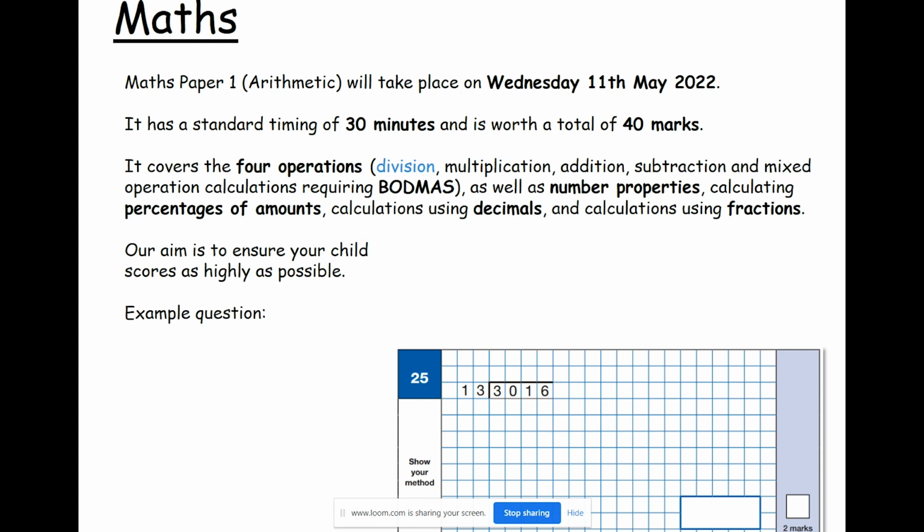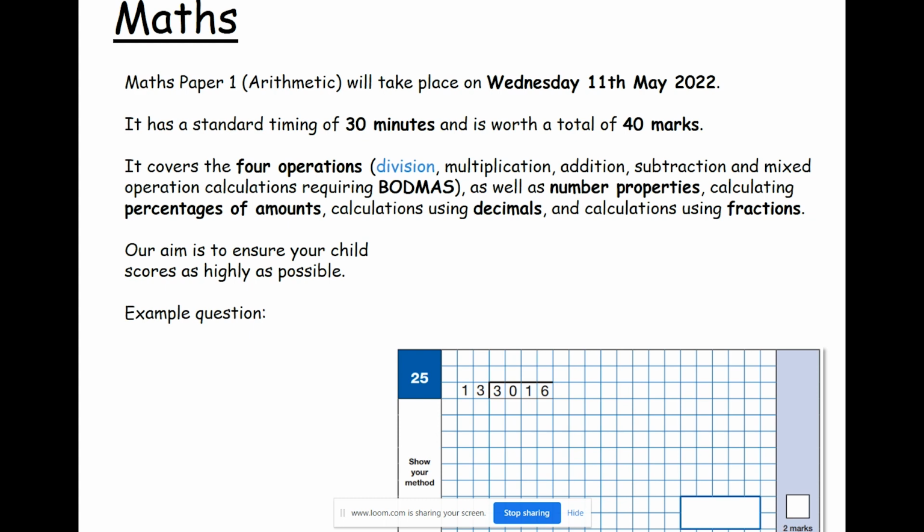So the maths is split up into 3 papers, the first being the arithmetic paper. And this will take place on Wednesday, the 11th of May, after they've already done 2 days of testing. This will be the first maths paper. Okay, it is a timed test. They'll have 30 minutes in which to complete it. And it's worth a total of 40 marks, with some questions being worth more than 1 mark, being worth 2 marks.